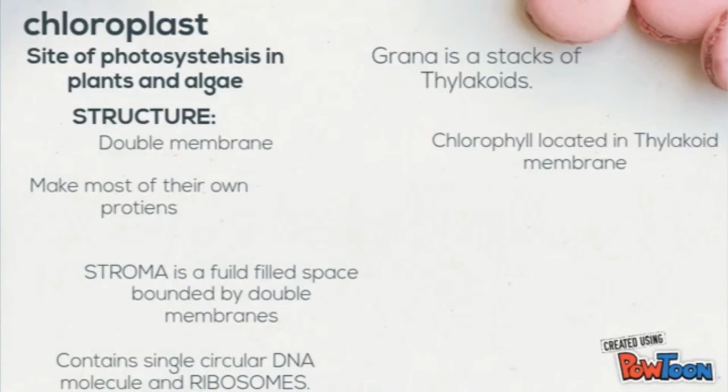Stroma is a fluid-filled space bounded by double membranes. Stroma contains a single circular DNA molecule and ribosomes. Grana are stacks of thylakoids. Chlorophyll can be found in the thylakoid membrane.